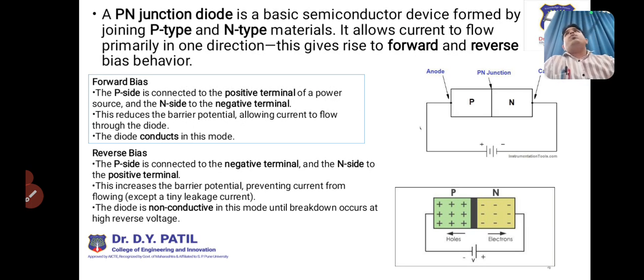So what is the diode? The diode has two terminals, anode and cathode. The definition of diode: basically it is made by two semiconductor materials, first is the p type and second is the n type. It allows the current to flow in only one direction. It means the forward direction current can flow.